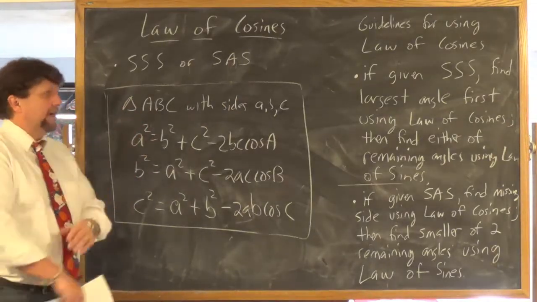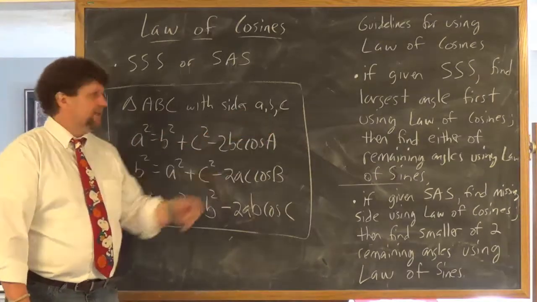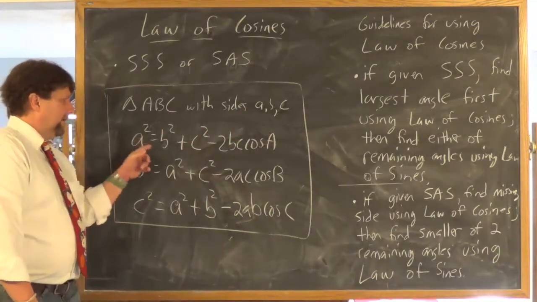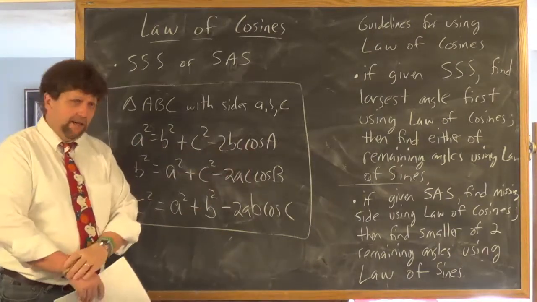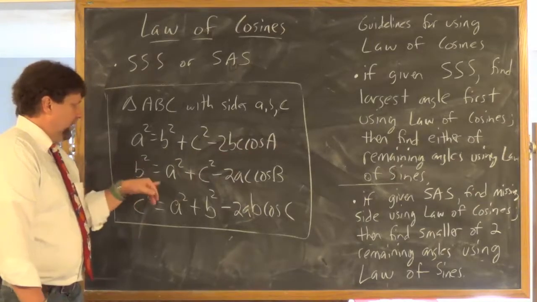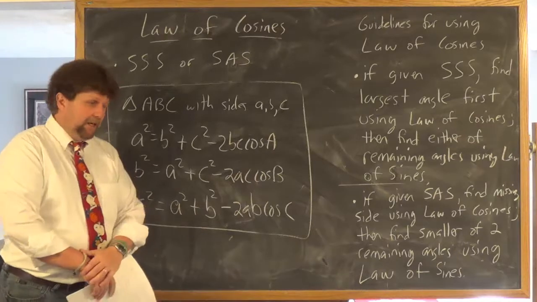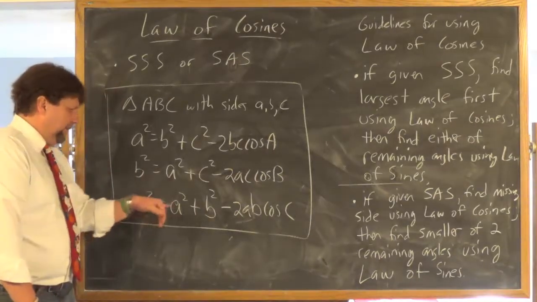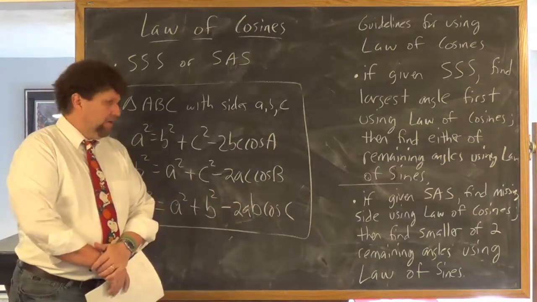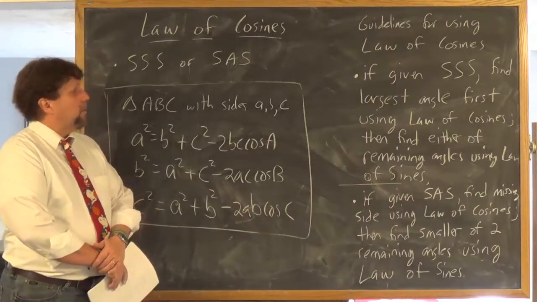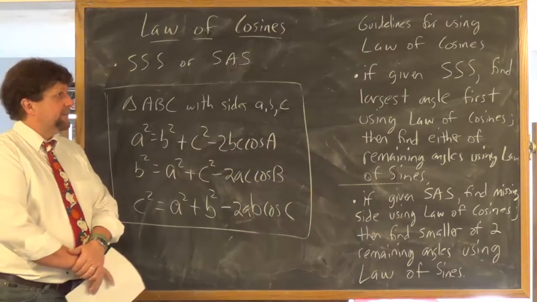This is your law of cosines in all of its glory. In triangle ABC with sides a, b, and c, a squared equals b squared plus c squared minus 2bc cosine A. b squared equals a squared plus c squared minus 2ac cosine B. And c squared equals a squared plus b squared minus 2ab cosine C. That's it. You've got to know the law of cosines, just like you have to know the law of sines.